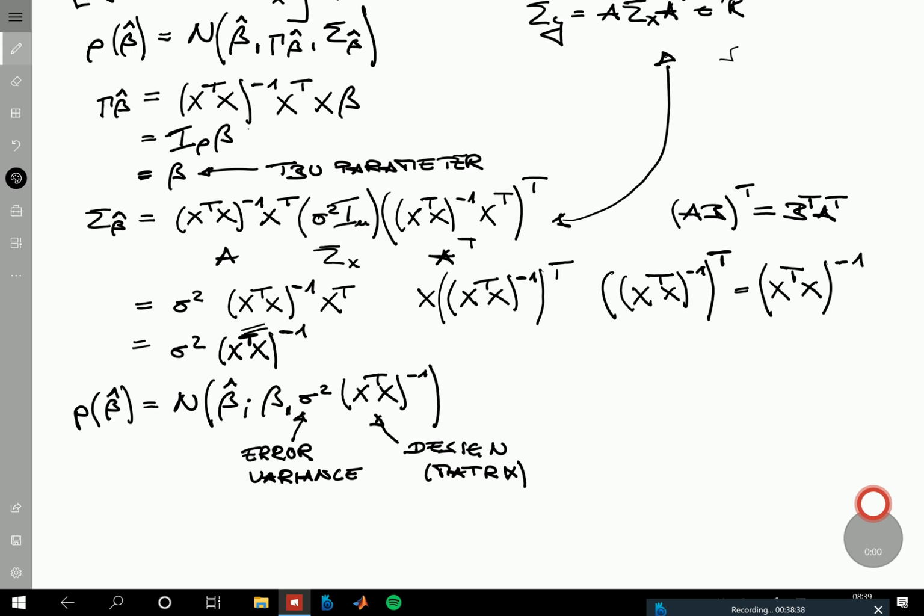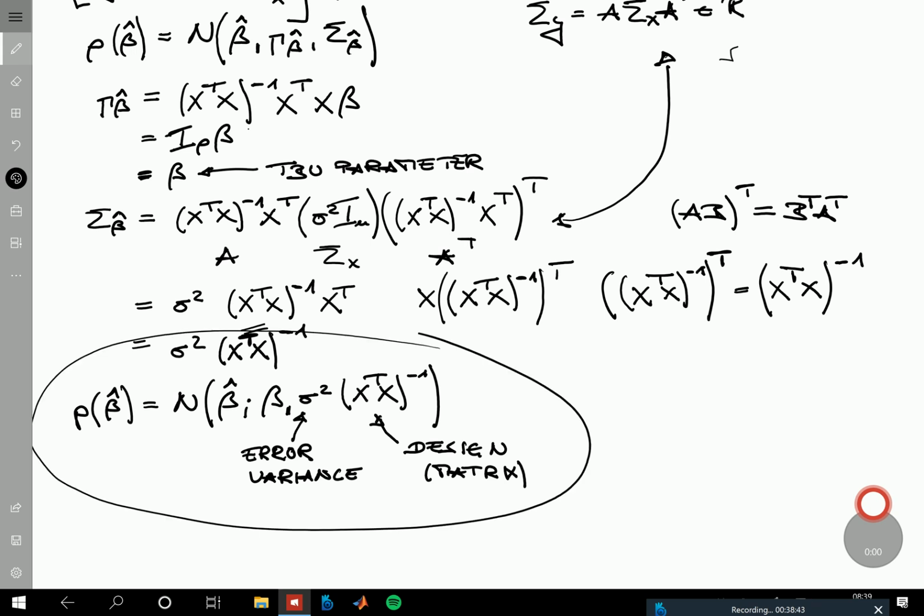So that's the beta hat distribution. It's Gaussian, p-dimensional Gaussian. The expectation parameter vector corresponds to the true but unknown beta parameter vector, and the covariance matrix parameter is given by the true but unknown variance of the data or the errors, multiplied by the inverse of the product of the design matrix. Good, so that was a little bit in detail.